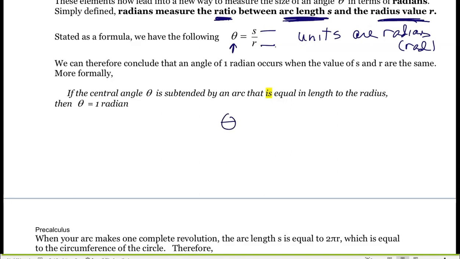Why is that? So let's just say that S equaled just 10, and the radius equaled 10, and the units are radians. Doesn't that equal 1 radian when they're equal? That's all we're saying. Okay, so don't get confused by that wording.